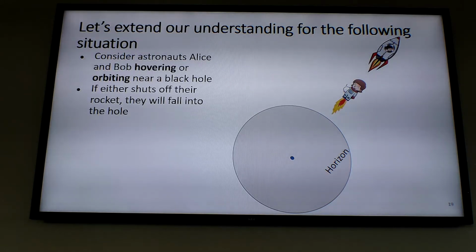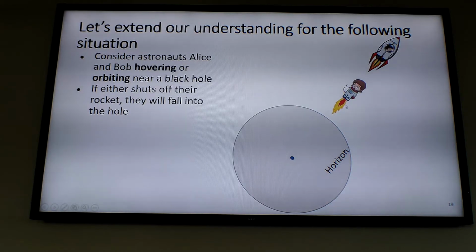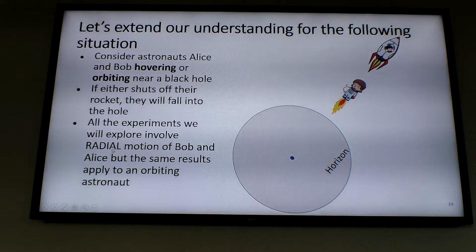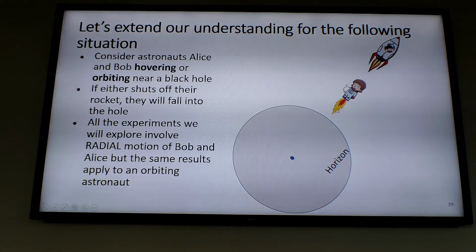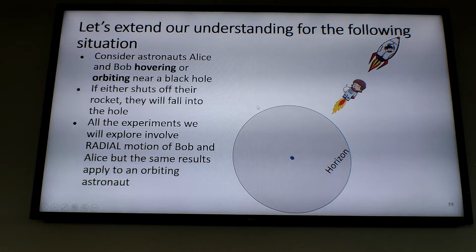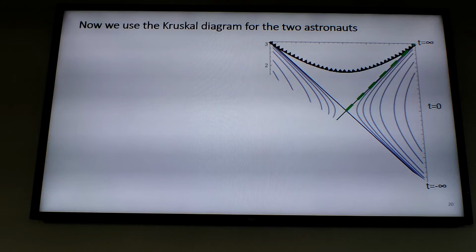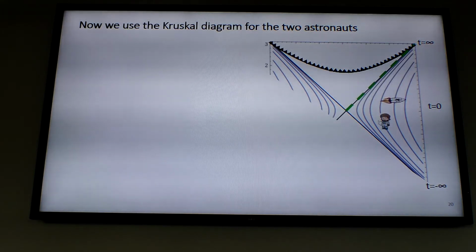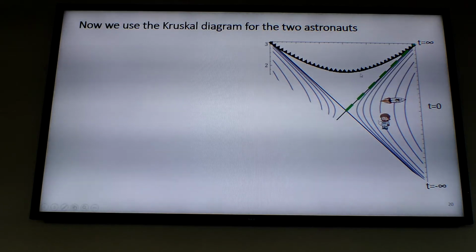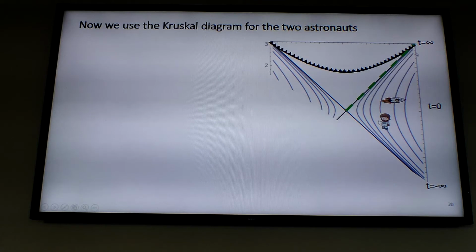If they shut off their rocket, the gravity will draw them in. And I've chosen to do this, what we call radial motion. All the motion I'm going to show you in subsequent slides is all about motion this way. The same thing applies if you're in orbit. It just makes it more complicated to draw it. So, once again, here's the Kruskal diagram. There's Alice and Bob, and they're not moving. Remember, if you stay on this line, you're not moving, but time carries you along.